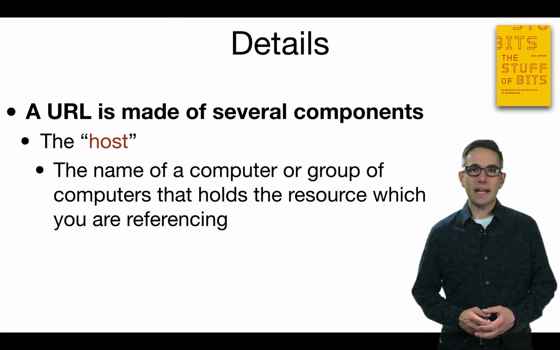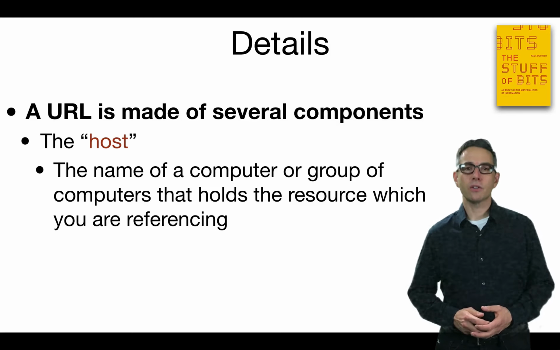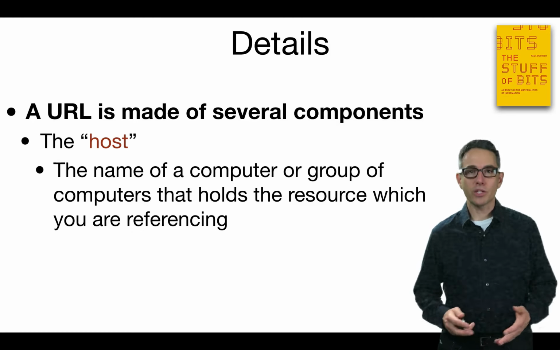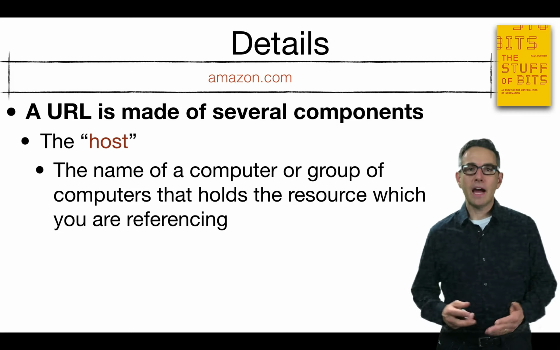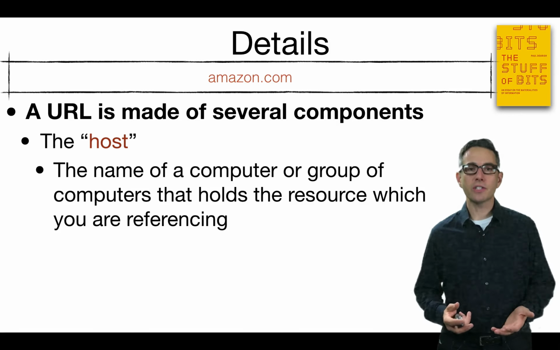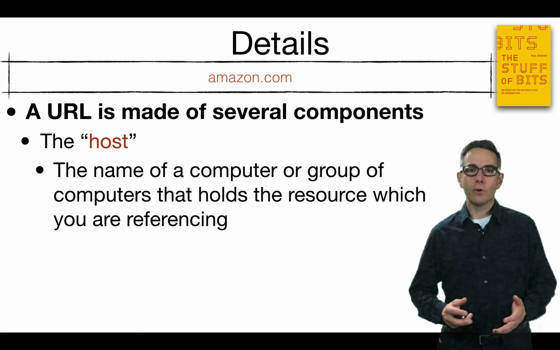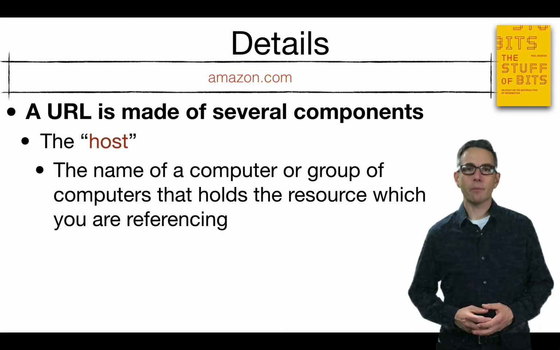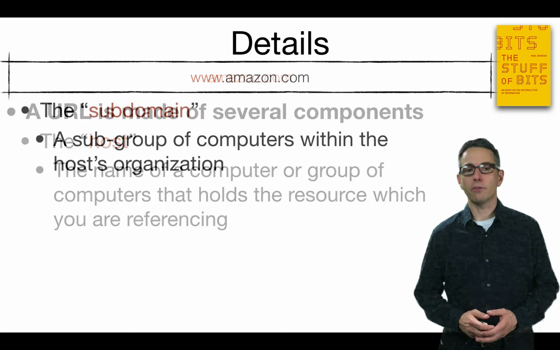The first one that we need to identify is called the host. And the host is the name of a computer or a group of computers that holds the resource which you are referencing or which you would like to obtain. So in this case, the host is Amazon.com. Now, in today's day and age, we often just associate the host itself with the company. The company and the host are sometimes interchangeable or indistinguishable. Formally, though, in a URL, this host name refers to the organization or the group of computers on the internet that holds the file that you're looking for.